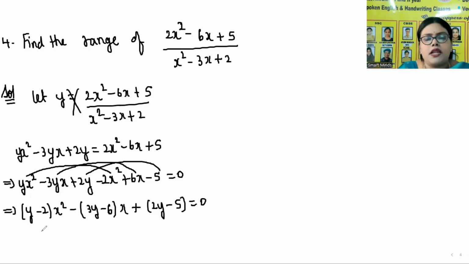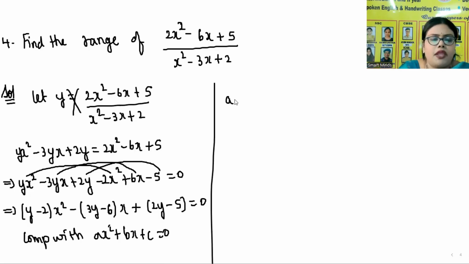Now it is in the standard form of a quadratic equation. So comparing with ax square plus bx plus c equals 0, in the place of a you get y minus 2. In the place of b you get minus of 3y minus 6, and in the place of c you get 2y minus 5.